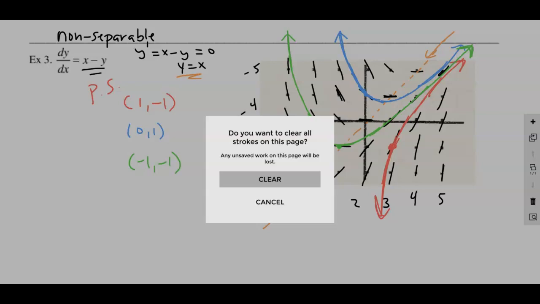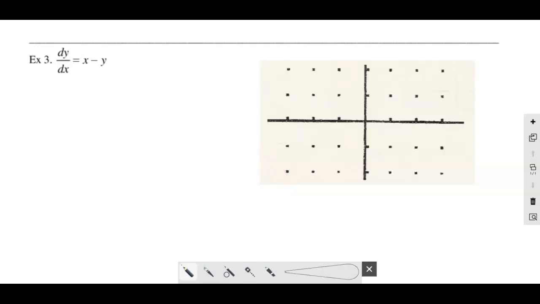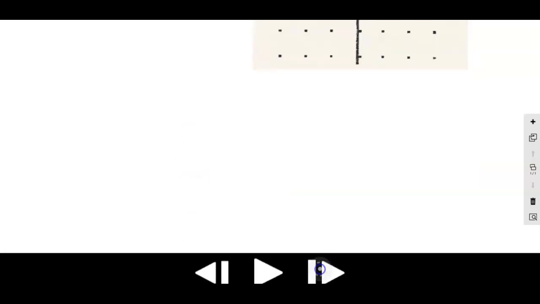All right, so let's clear that one out. Clear it, Steve. All right, let's go to the next one. I need the arrow, and then I need to hit the next.